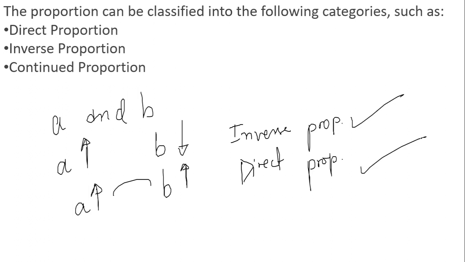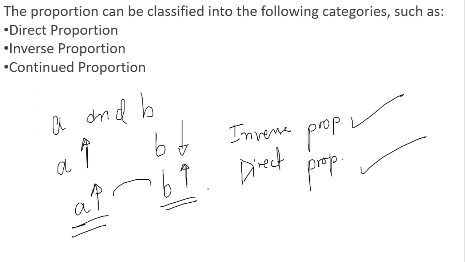So make a note of it that the direct proportion describes the relation between the two quantities in which, with an increase in one quantity, there is an increase in the other quantity as well. One quantity is increased, the other quantity will also get increased.